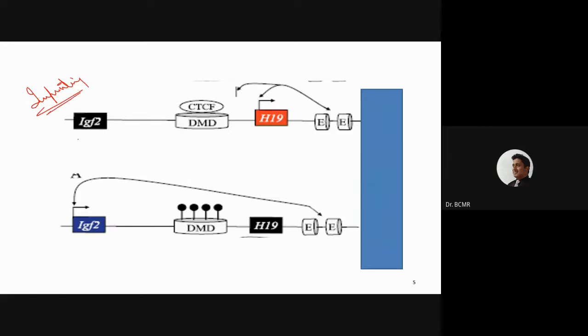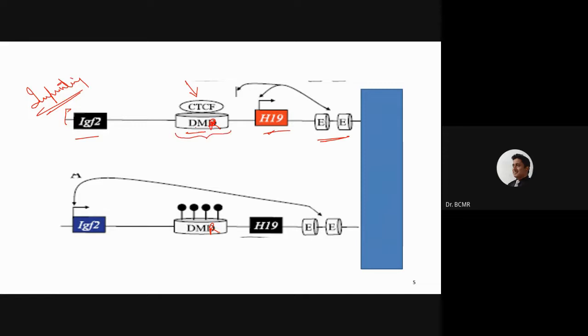And in imprinting, we discussed IGF2 and H19. IGF2 is expressed from the paternal allele, whereas H19 is expressed from the maternal allele. So the region, the differentially methylated region, DMR, can be bound by CTCF like this. There are enhancers which can activate either IGF2 expression or that of H19. Which gene these enhancers allow expression of will depend on the methylation status of this region.